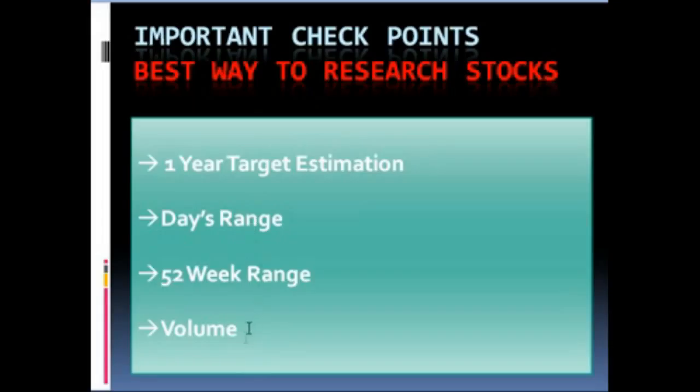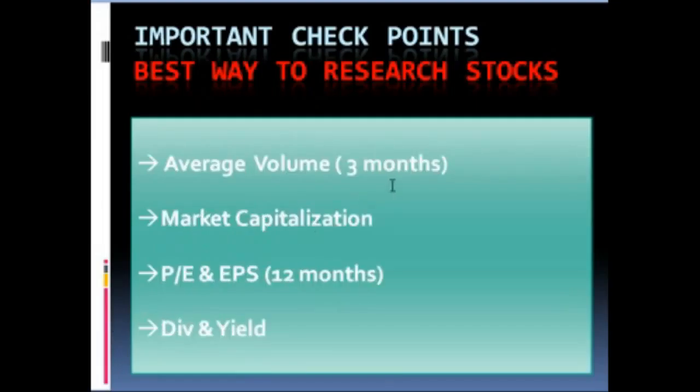The next point that you should always consider is volume. The number of shares traded on the last trading day is called volume. Coming to the next slide, the important checkpoints are, first, moving average volume, which is of 3 months. The average number of shares traded per day over the last 3 months is called average volume. And the next checkpoint, really one of the most important, is called market capitalization.